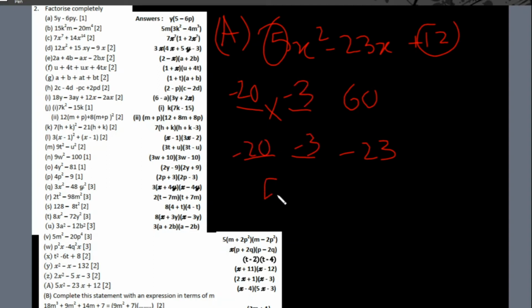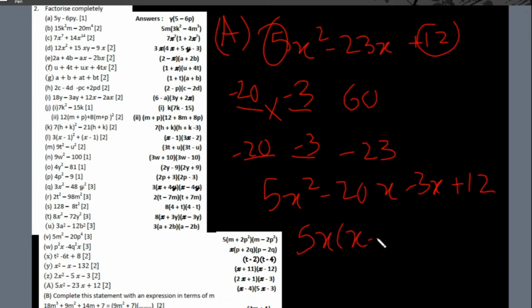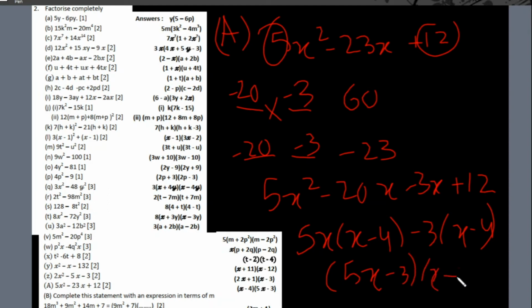So we break the middle term, 5x square minus 20x minus 3x plus 12. So 5 is common and x is common. We're left with x minus 4. The minus 3 is common, x minus 4. So in the end we get 5x minus 3 and x minus 4.